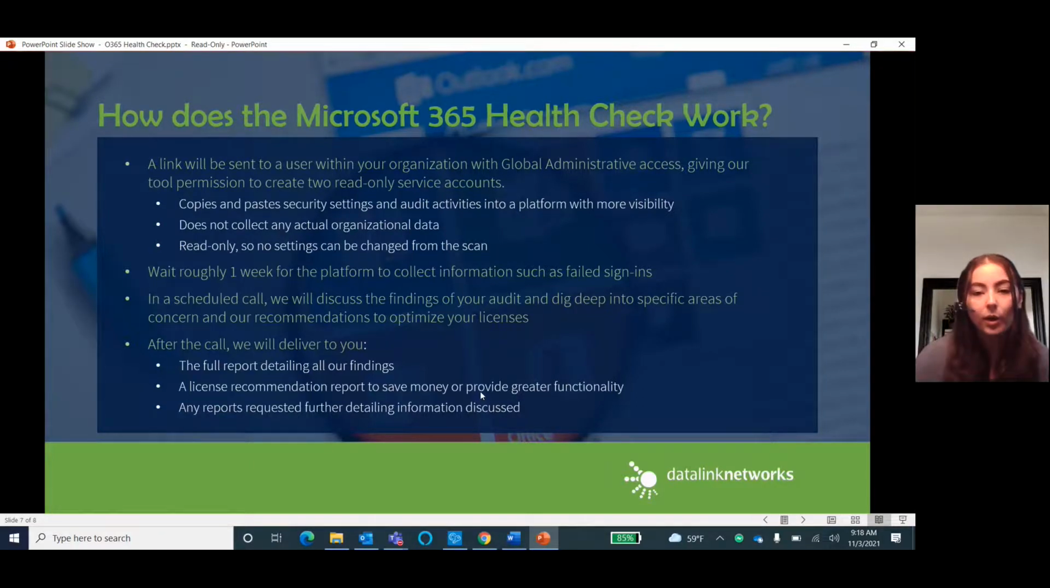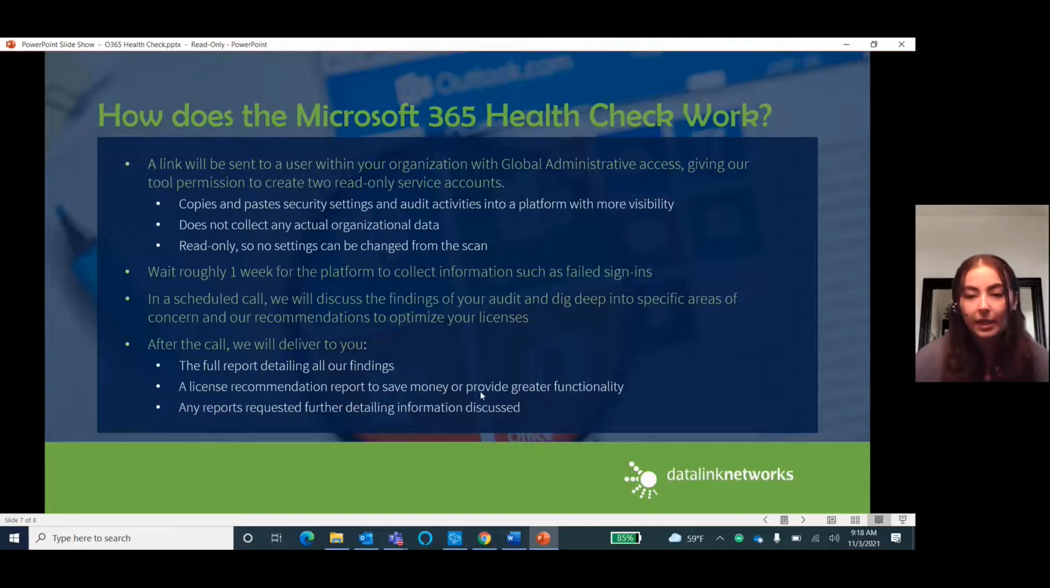So once you fill out that link giving us that permission, we do typically wait about 1 week for the platform to collect information, such as failed sign-ins, because that is a time-based piece of information. And then in a scheduled call, we'll discuss the findings of the audit and really dig deep into specific areas of concern and our recommendations.